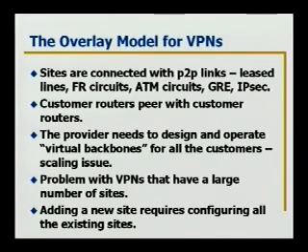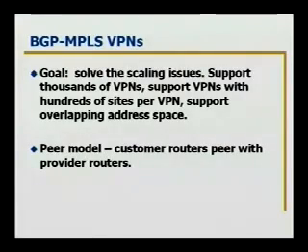So the goal of BGP MPLS VPNs is to solve the scaling issues with the previous model. The goal is to support thousands of VPNs, and VPNs with hundreds of sites per VPN, and with overlapping address space, so that there is no requirement on the customer to use any particular addressing. This model is a peer model. The customer routers peer with the provider's routers.